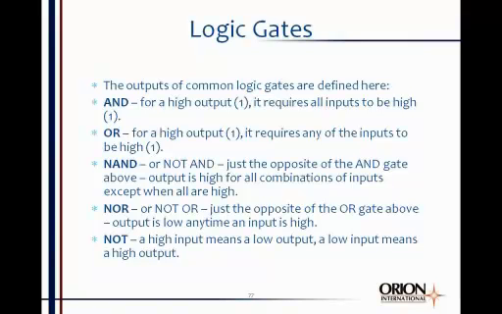Okay, that's the NAND. NOR is just the opposite of the OR. It's a not OR. So the output is going to be low anytime you have a high input. Just the opposite of the OR. And the NOT is an inverter. It takes a high input and turns it into a low output, takes a low input and turns it into a high output. And those are how those logic gates work.